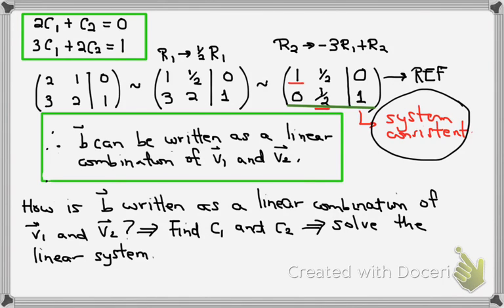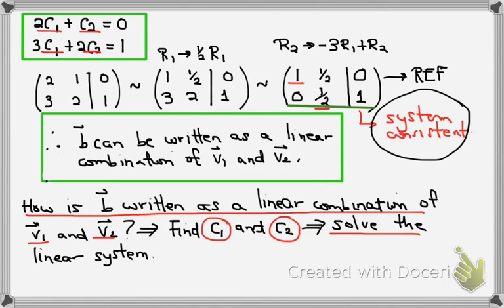So let's take this a little bit further. Now let's ask ourselves the following: how is b written as a linear combination of v1 and v2? That means we need to find the scalars c1 and c2 from our linear system above. To do that, we actually have to solve the linear system. To solve the linear system means that we need to put the augmented matrix in reduced row echelon form.